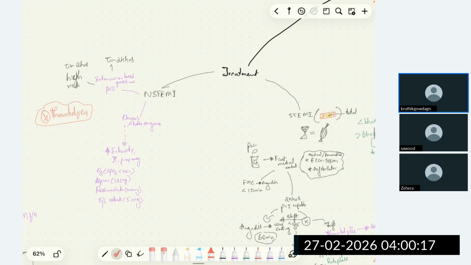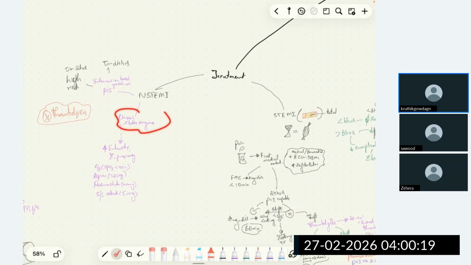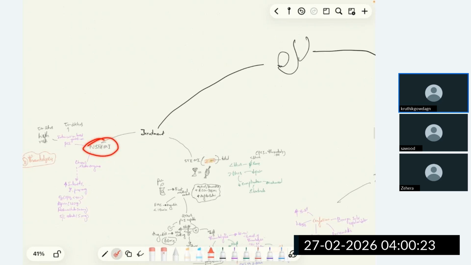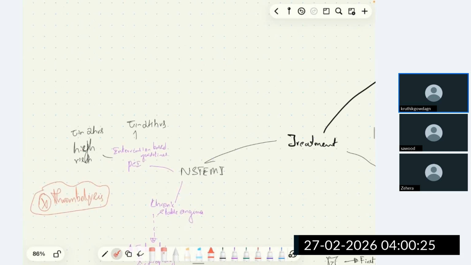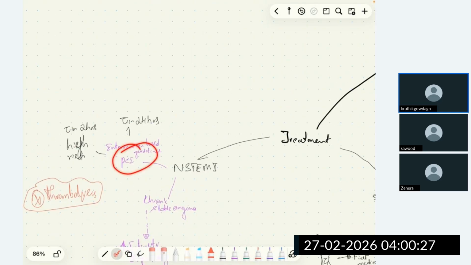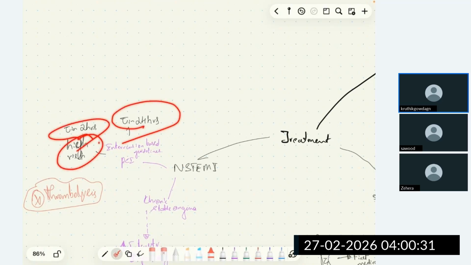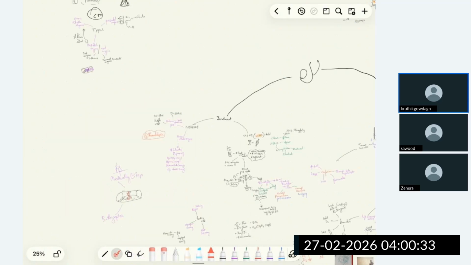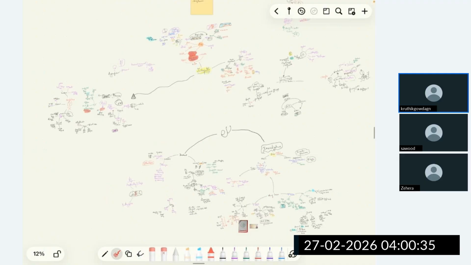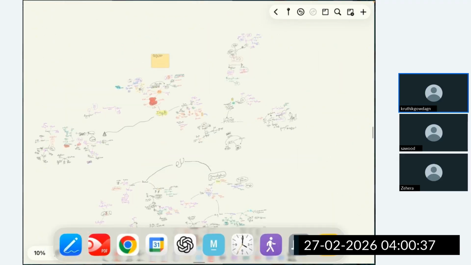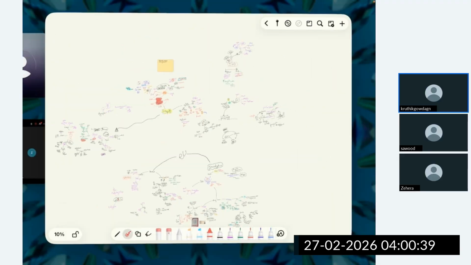In case of chronic stable angina, we already discussed how to treat. The non-ST elevation MI, how to treat? We'll do percutaneous coronary angioplasty within 24 hours, and in high-risk cases, within 2 hours. There's no role for thrombolysis, pharmacological intervention. I hope this class is useful and all of you have understood acute coronary syndrome.